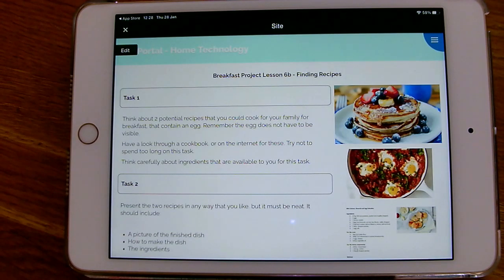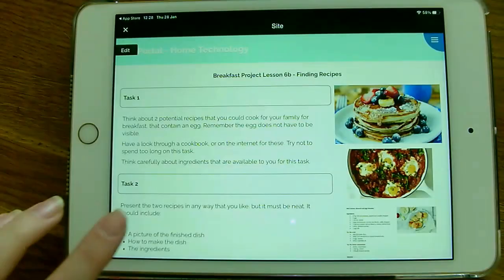Hi everyone, so we are currently on lesson 6B of the breakfast project. For today's lesson, your first task is to have a think about potential recipes that you could cook for your family for a breakfast. Now this should also contain an egg.